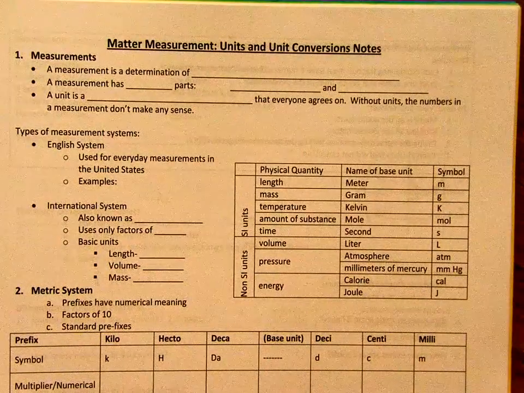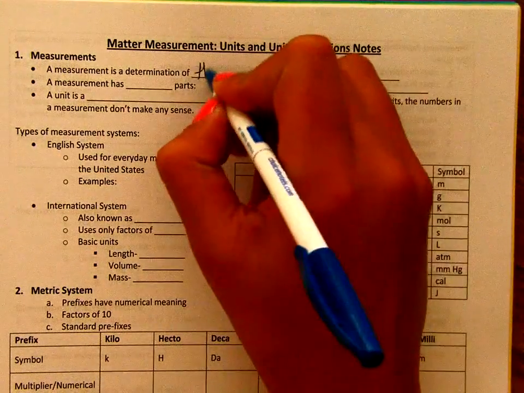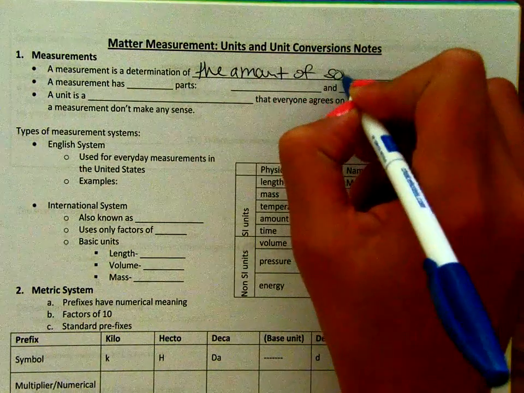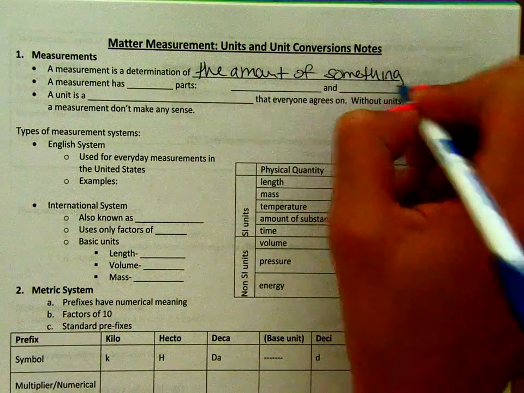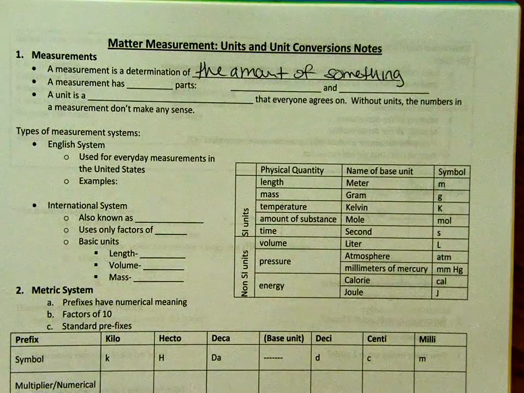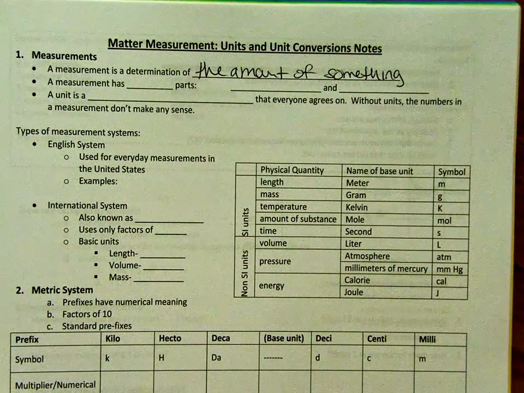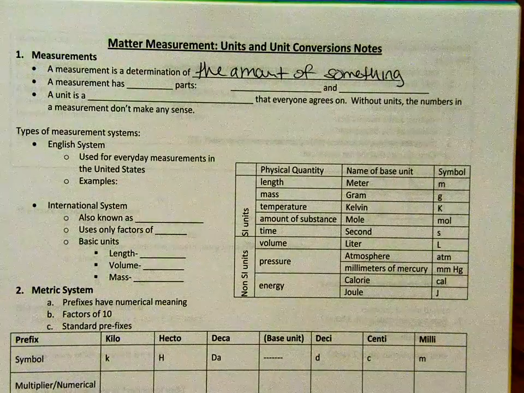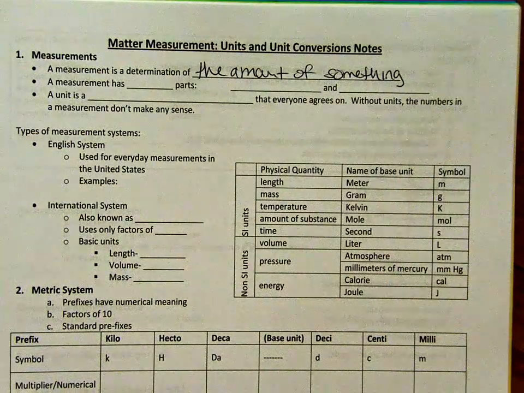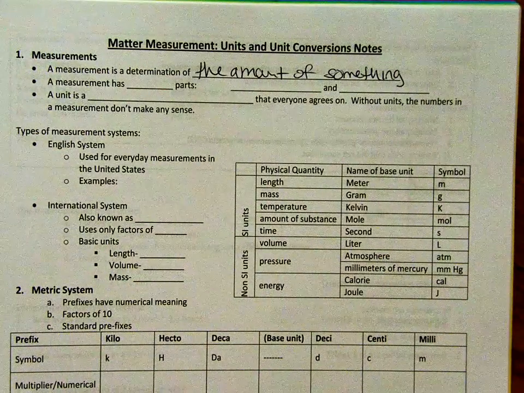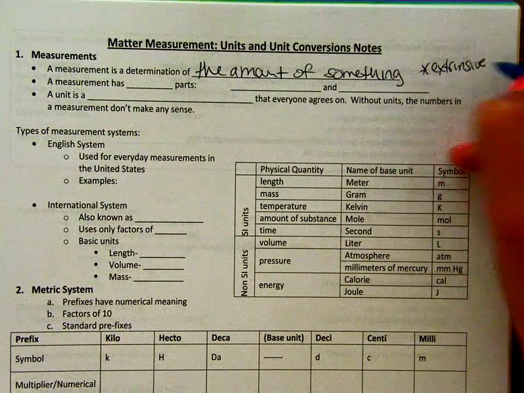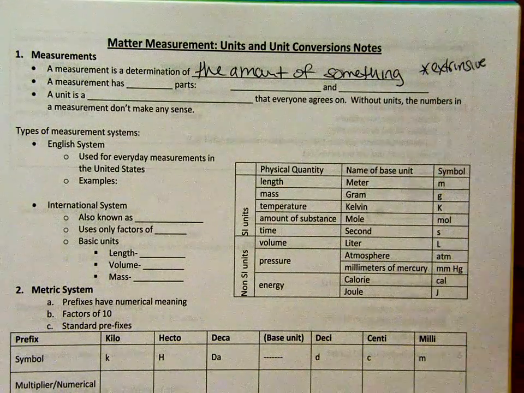A measurement is a determination of the amount of something. We've looked in the lab at different properties. We've described changes. We've described colors, shapes. Some of us have also done the separating mixtures lab, and we're able to measure and weigh things. That measurement is really going to tell us how much we have. So this is really an extrinsic property. Extrinsic. Okay? Now, a measurement has two parts.